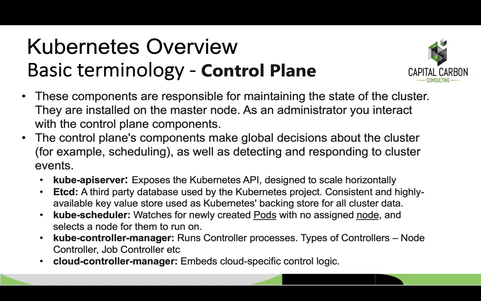We will talk more about the role of etcd and also how it interacts with the other components in the next few slides. Kube scheduler watches for newly created pods with no assigned nodes and selects a node for them to run on. Kube controller manager runs controller processes, with types of controllers such as node controller and job controller, and there are many others. It's a big binary and can be broken down into a number of components. Cloud controller manager embeds cloud-specific control logic.